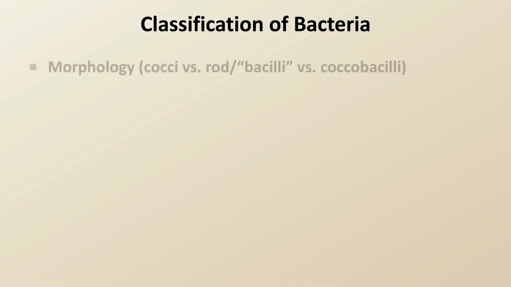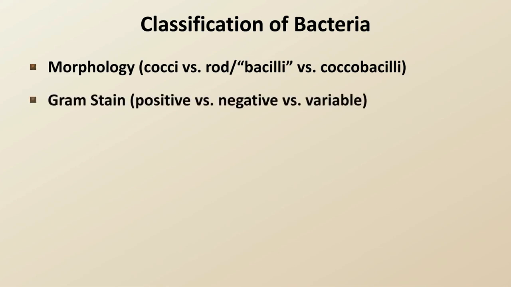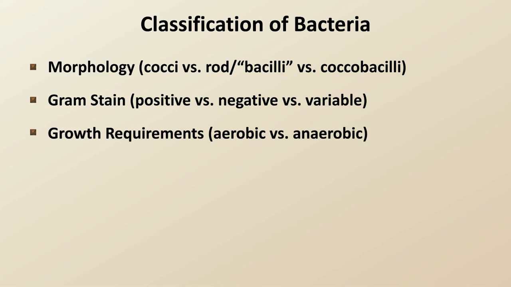When bacteria are classified, there are many different considerations. First, morphology. Are the bacteria cocci or rods, or halfway in between, so-called coccobacilli? Second, does the gram stain show them to be gram positive, gram negative, gram variable, or just not staining? Next, what are their growth requirements? For example, do they need oxygen?